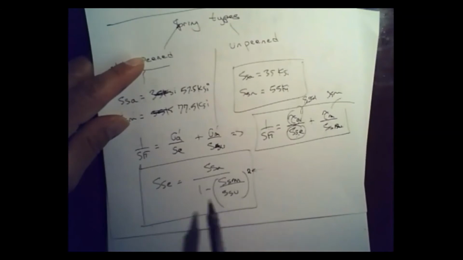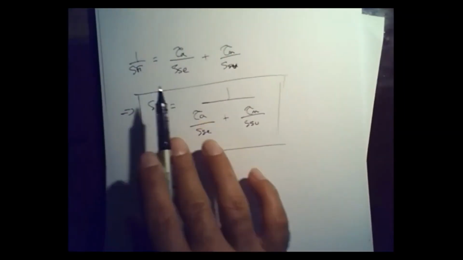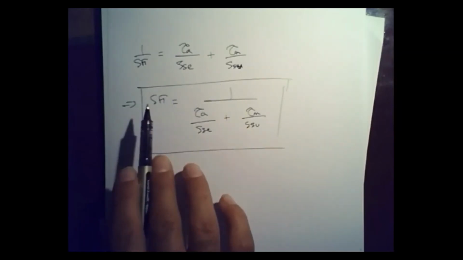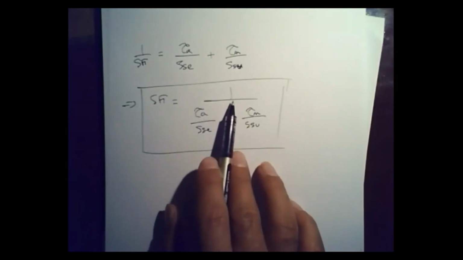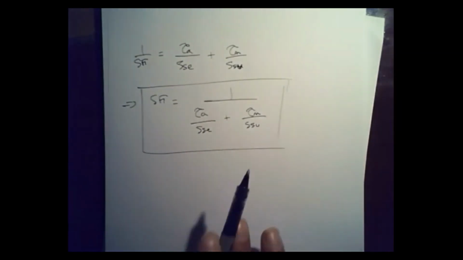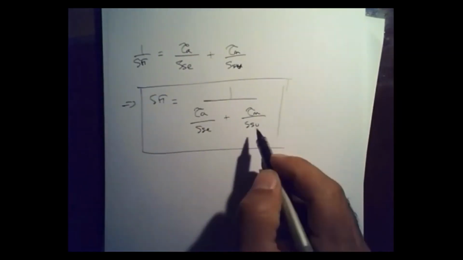All right, and from here, once you have SSE, you can come back and use the original modified Goodman criteria, and then you can solve for the safety factor based on that. So your safety factor is going to be equal to 1 divided by these terms. All right, so this is how we do that.